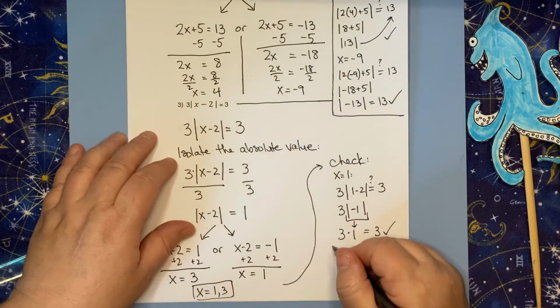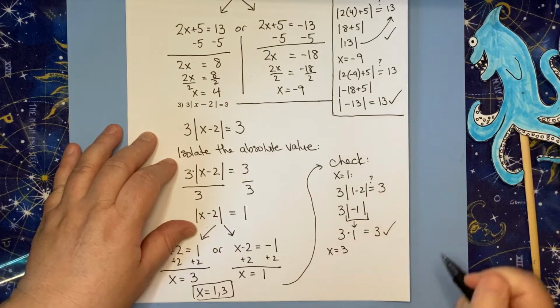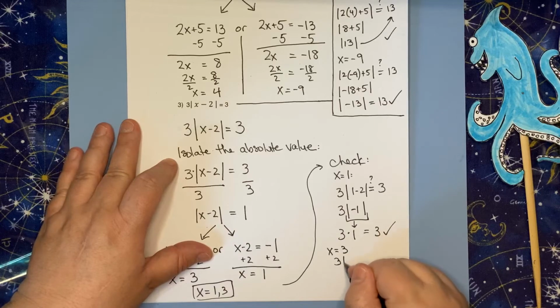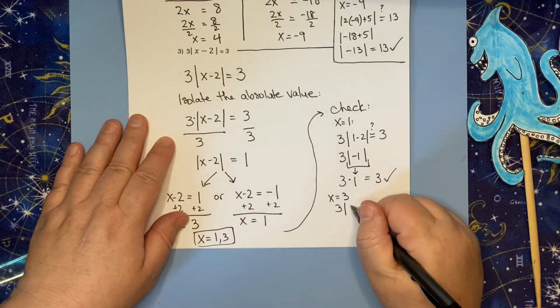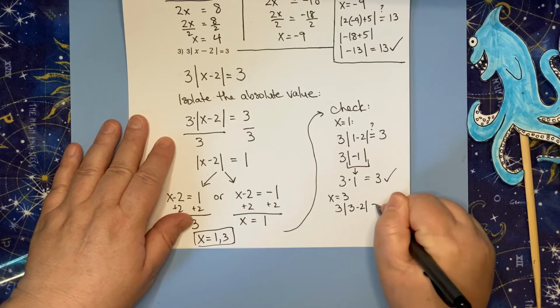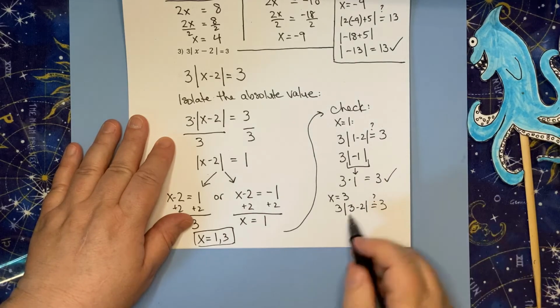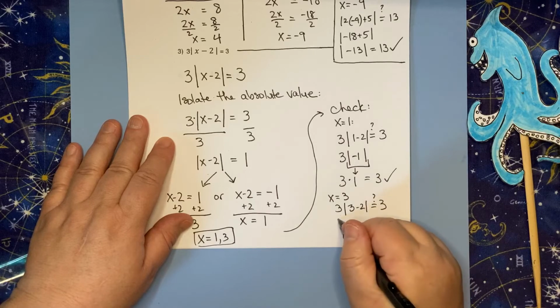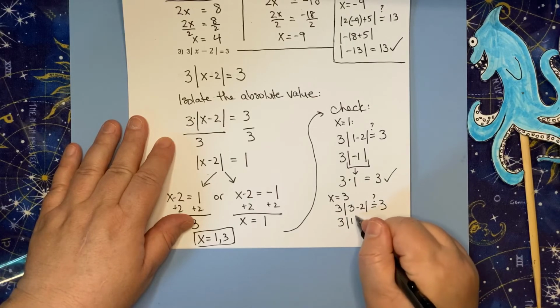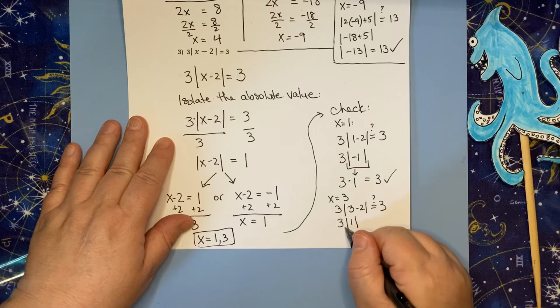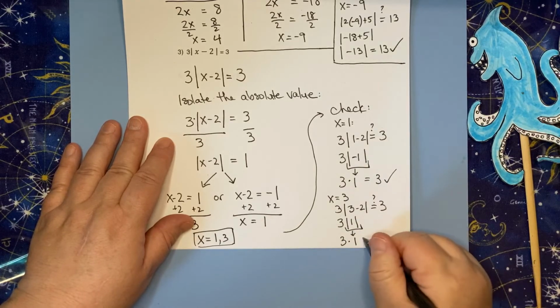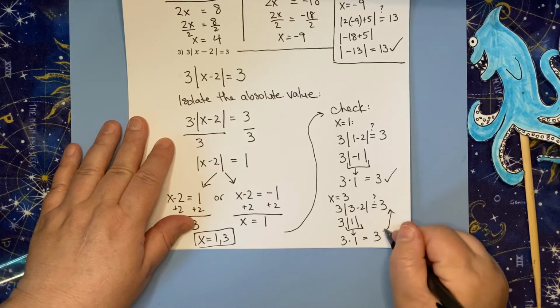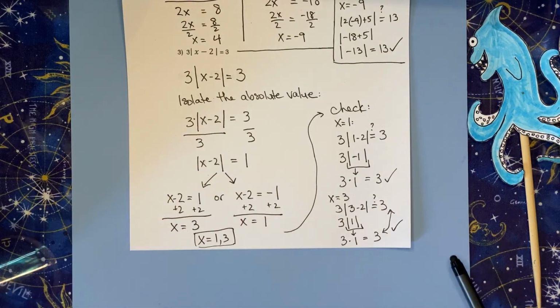Okay, what about x equals 3? Let's give that one a try. 3 times the absolute value, let me scooch this up, of 3 minus 2, does that equal 3? So I'm going to work inside first. 3 times the absolute value of 1. Well, what's the absolute value of 1? It's 1. 3 times 1, that equals 3. Woohoo! What do you guys think?